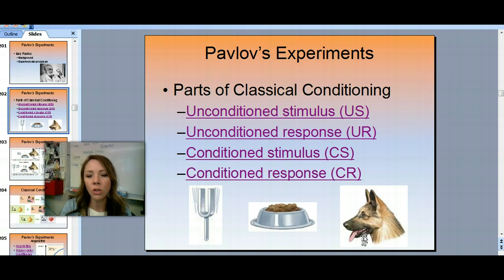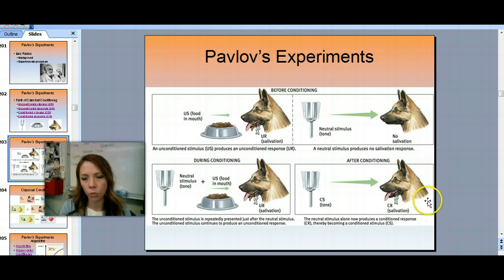The conditioned stimulus then was the bell. This is the thing that we paired up that made a response now that didn't before. So in nature, you don't usually hear a bell and then start to drool, but the two started to be interconnected so that they knew that when they heard a bell, they would get food. And so the conditioned response is the drooling without the food, right? So they paired up the bell, food, drooling, to the point where the dog just heard the bell and then started to drool even though there's no food.